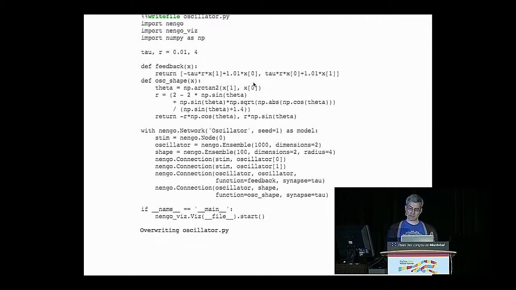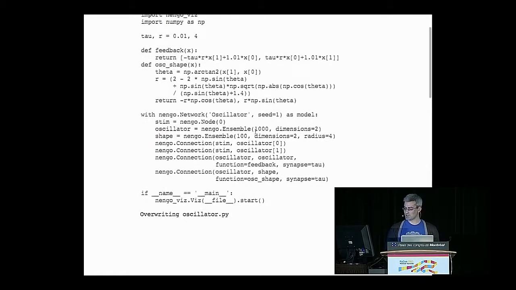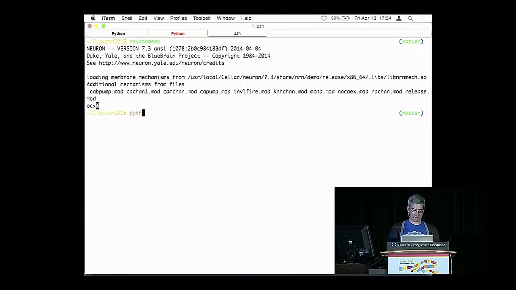What's happening in this model isn't super important, but just know that there are two ensembles here. One with 1,000 neurons, one with 100 neurons. This one's connected to itself. That one's connected to that ensemble. And I'll start up the visualizer that we've been working on.